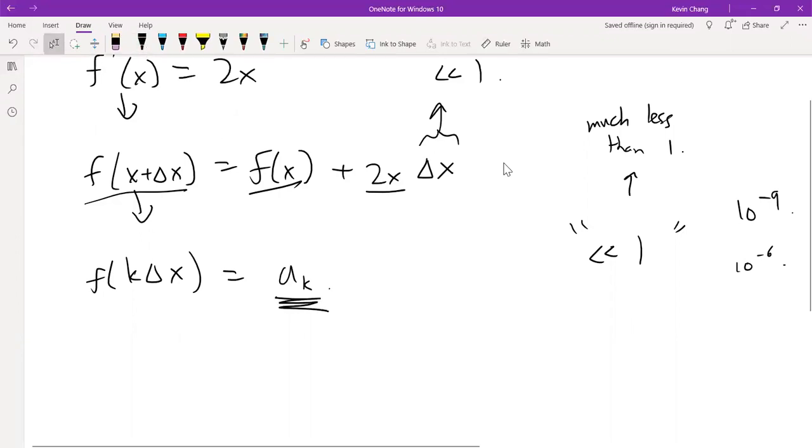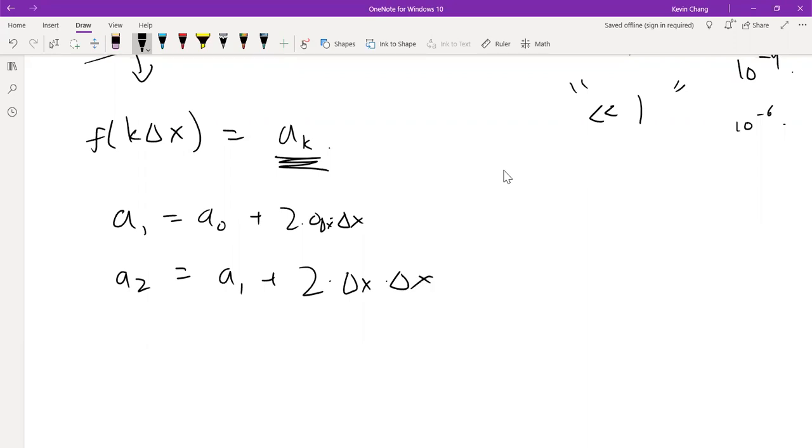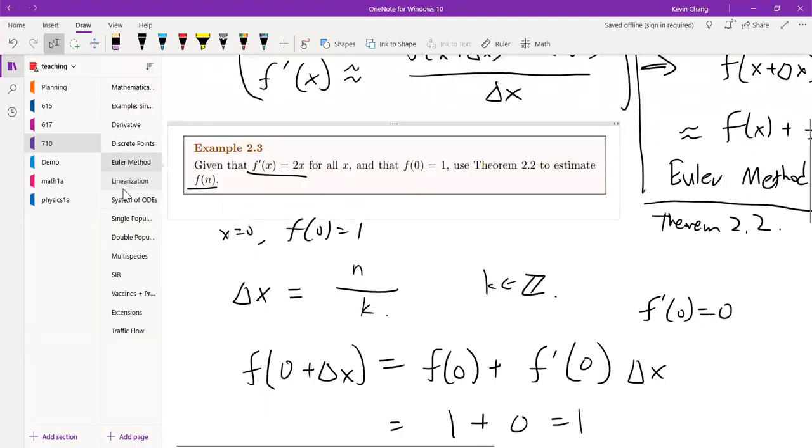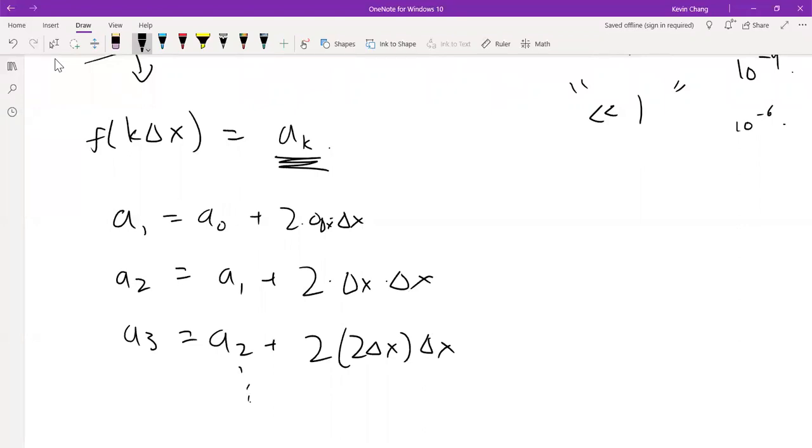And remember, using the Euler method previously, we had something like a1 equals a0 plus 2 times 0 times delta x. A2 equals a1 plus 2 times 0 delta x, so 2 times delta x times delta x. This is just from our previous example here. We're just taking those numbers and looking at them from a sequence perspective. So in terms of a sequence, we have something like this. A3 is equal to A2 plus 2 times 2 delta x, and so on until we have AK equals AK minus 1 plus 2 times K minus 1 delta x.